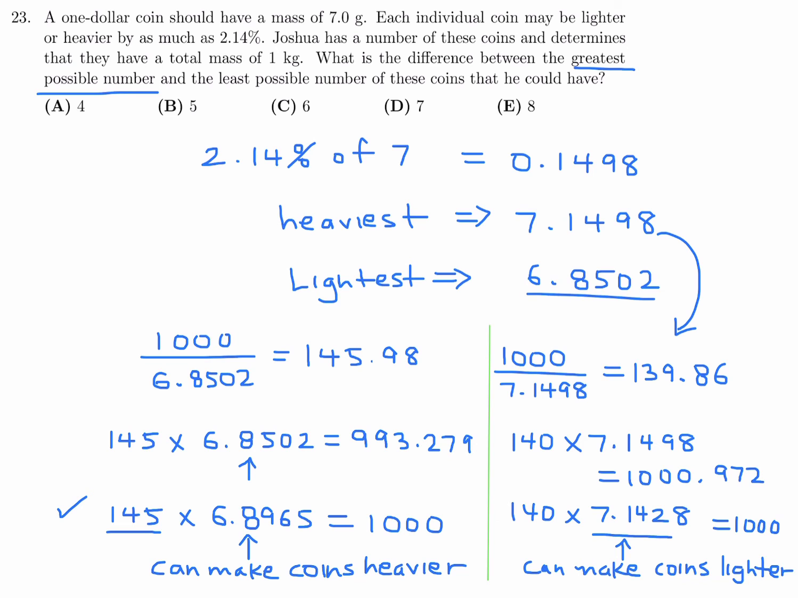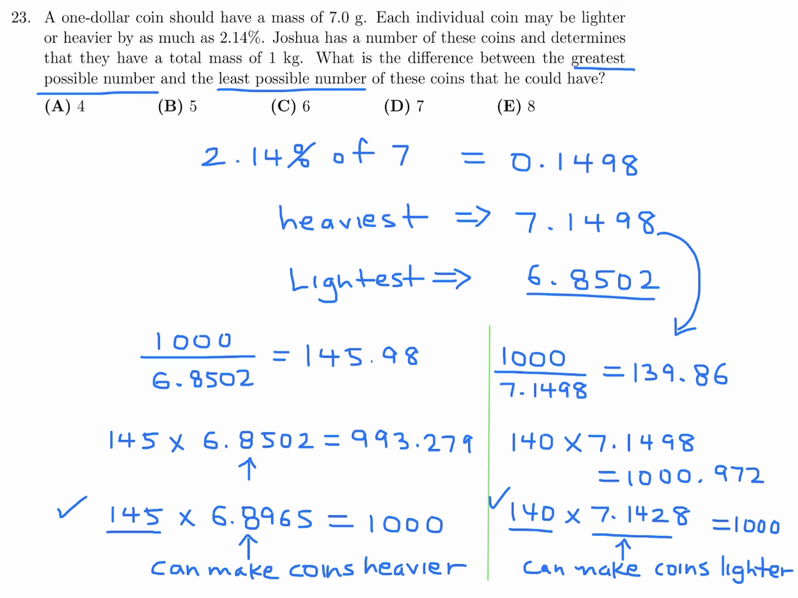I can take 140 coins and make them a little bit lighter, but I cannot take 139 coins and make them heavier, right? Because this is the heaviest it can possibly be. So I hope that makes sense. It's a little tricky of a question, I think, but it's a good question nonetheless. And this 140 represents the least possible number of coins.